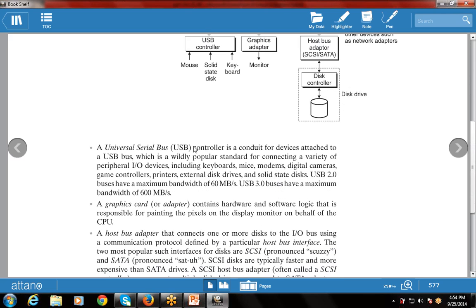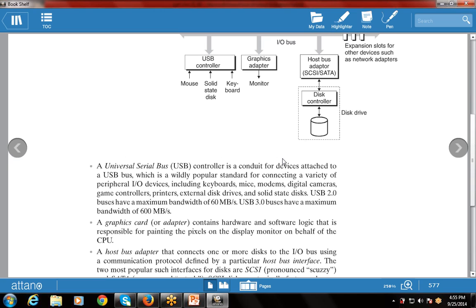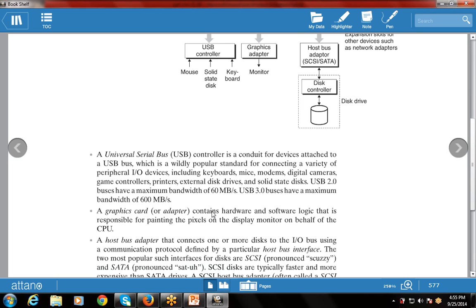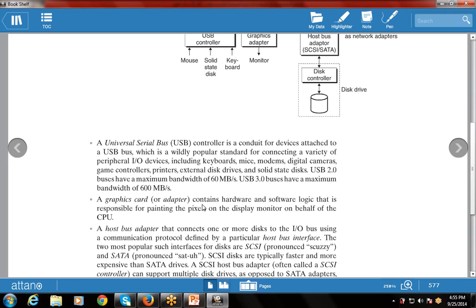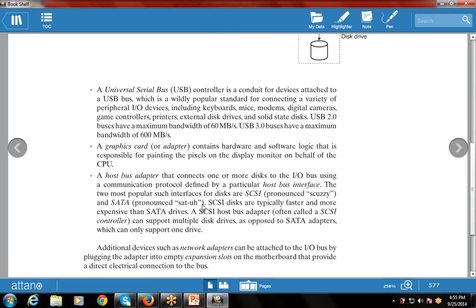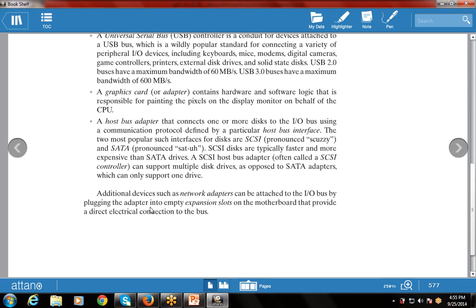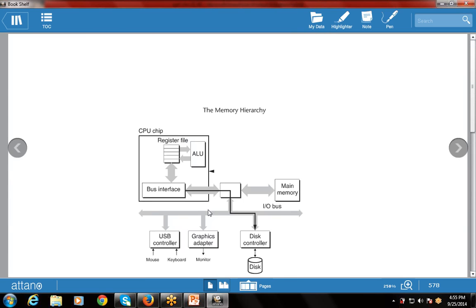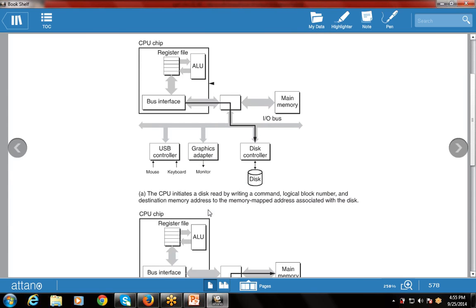This is a USB controller. There is a USB controller, that is a conduit for the devices attached to the USB. This is the mouse, solid state disk, keyboard. There is a graphic card, that is an adapter. There is a host bus adapter, that is SCSI, SATA. Additional devices such as network adapters can be attached to the input-output bus by plugging the adapter into the empty expansion slots on the motherboard. This is the disk controller. Then this is the CPU chip.